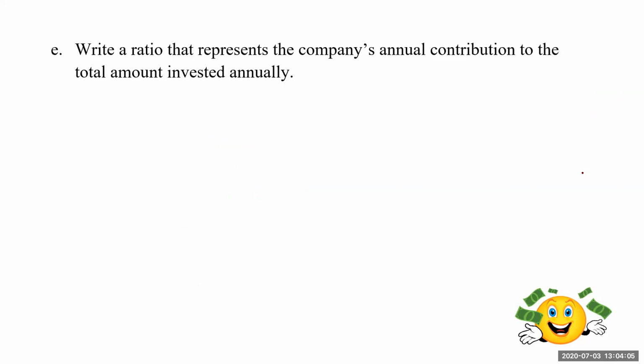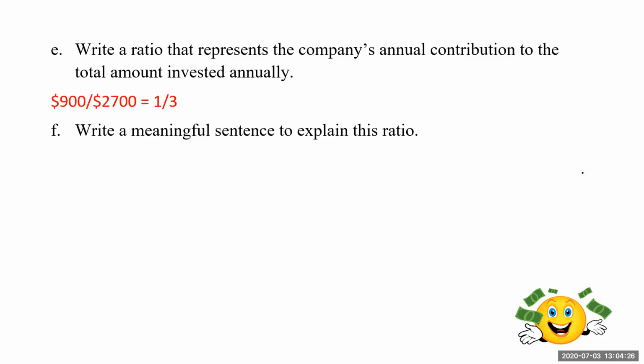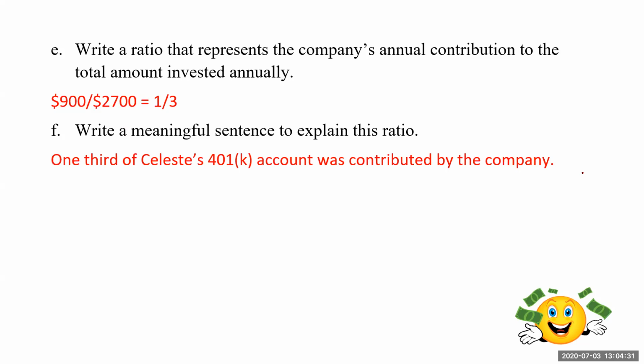Now, here we want to do some ratio, right? We want to write a ratio that represents the company's annual contribution to the total amount invested annually, okay? And we do 900 over the total. So the company really contributes a third of Celeste's contribution. Now, if you want to write a meaningful sentence to do this, we write that 1/3 of Celeste's 401k account was contributed by the company. As simple as that. Is that okay? And that's the interpretation for the ratio.